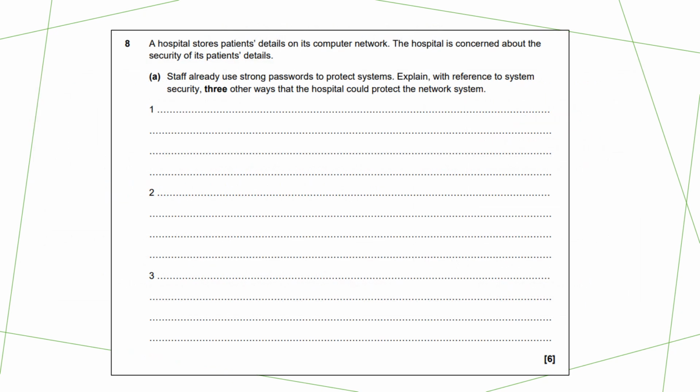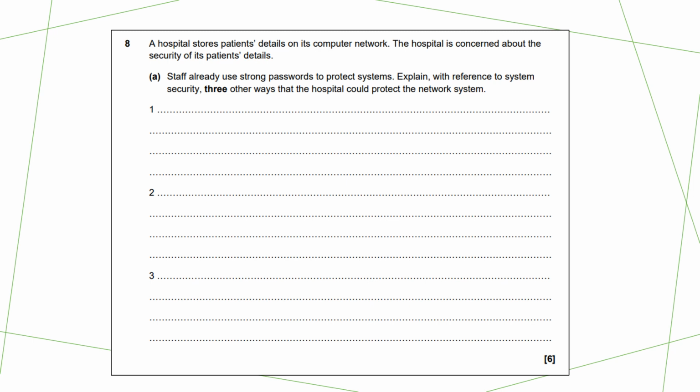Question 8. A hospital stores patient details on its computer network. The hospital is concerned about the security of its patient details. Staff already use strong passwords to protect systems. Explain with reference to system security 3 other ways that the hospital could protect the network system. So you can't talk about strong passwords, but you need to talk about any other 3 ways that you could protect a network.